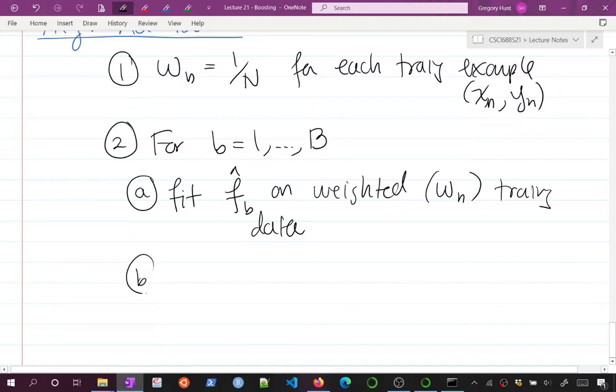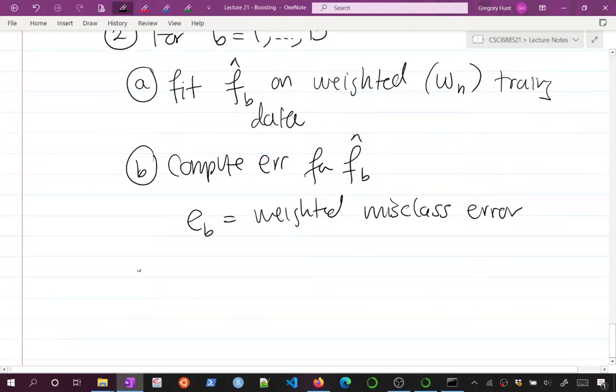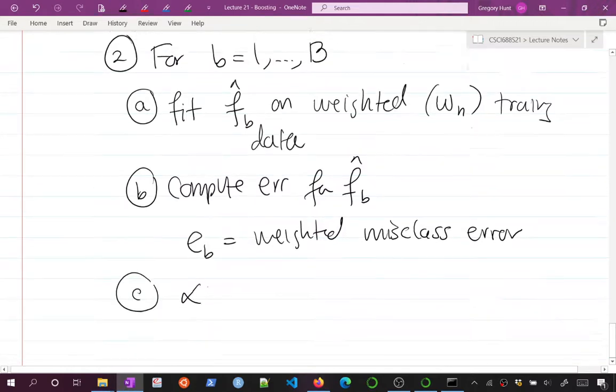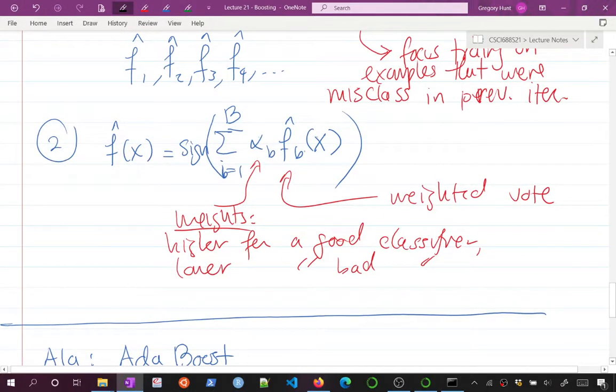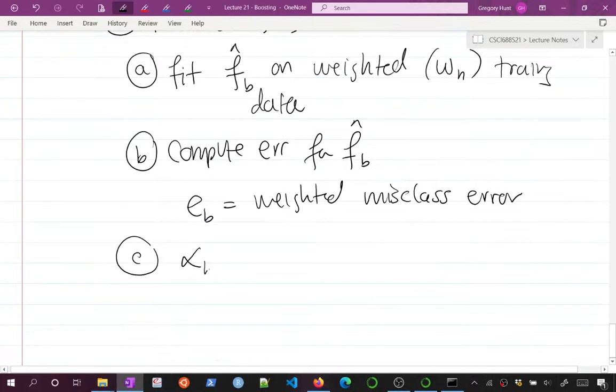I'm then going to, in step B, compute the error for this classifier f hat B. So E for step B is going to be my weighted misclassification error. This will allow me to calculate my weights. So for our final classifier, we're taking a weighted sum. We have these alphas, which are our weights. And those alphas for the bth classifier are going to be basically log of 1 minus EB over EB.